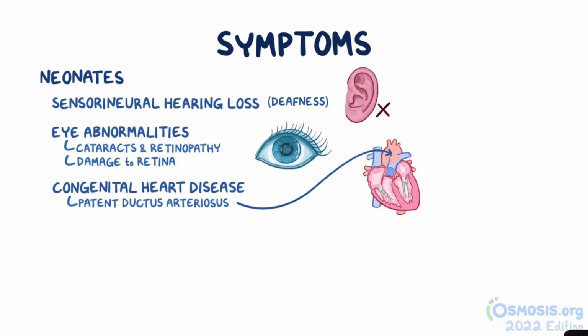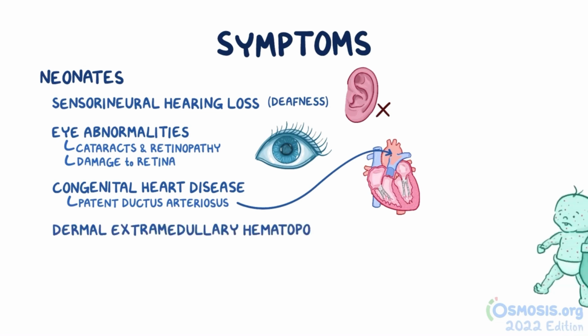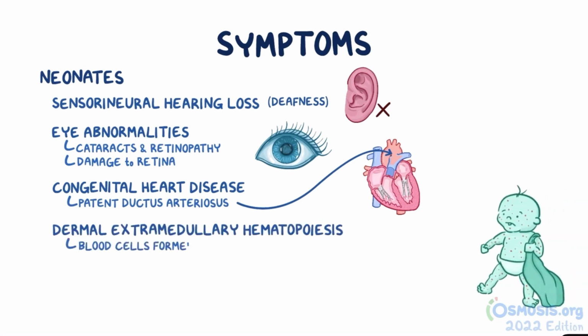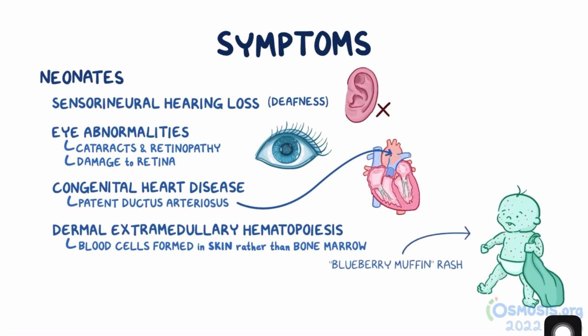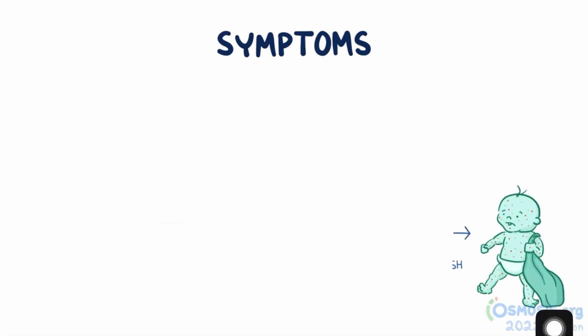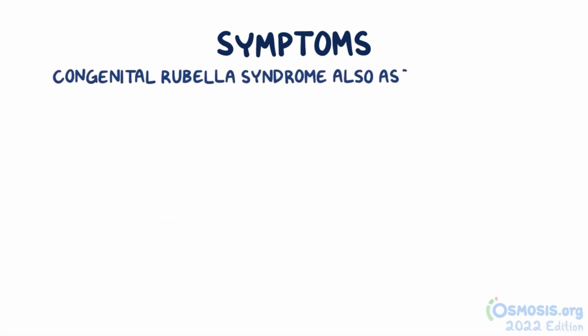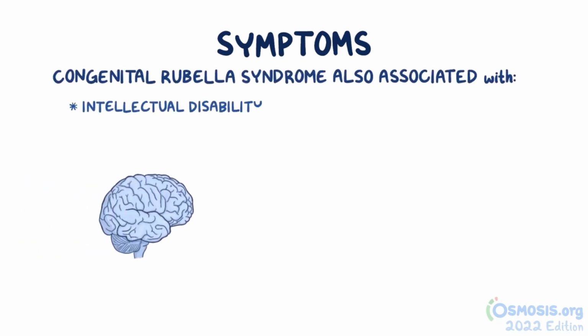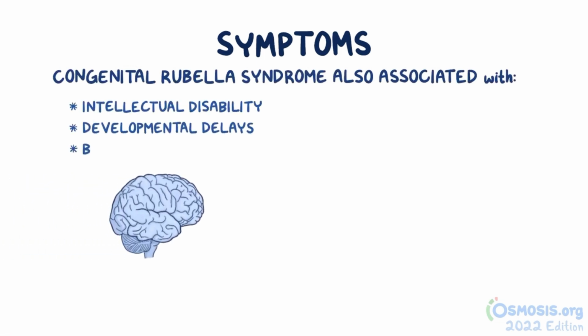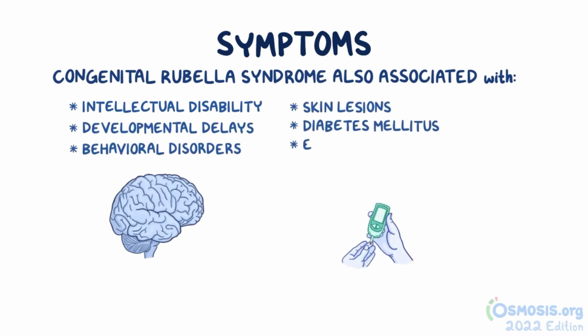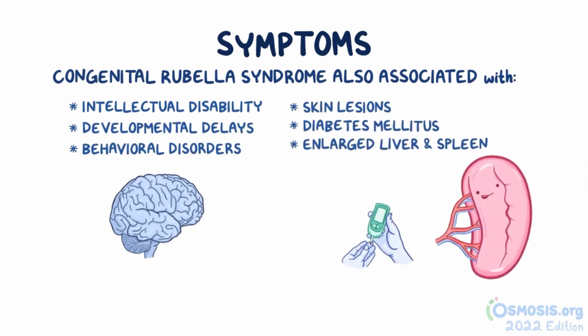They're also often born with dermal extramedullary hematopoiesis, which is when blood cells are formed in the skin rather than the bone marrow. Because it produces red or purple spots on the skin, it's commonly called blueberry muffin rash. Congenital rubella syndrome is also associated with intellectual disability, developmental delays, behavioral disorders, skin lesions, diabetes mellitus, and an enlarged liver and spleen, which is also called hepatosplenomegaly.